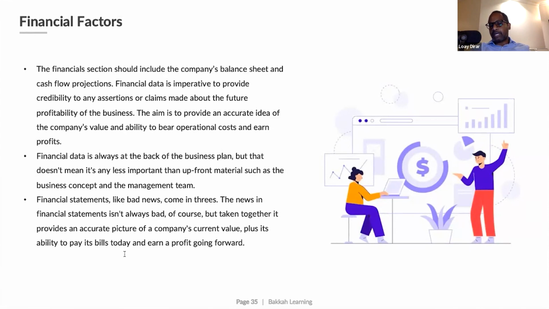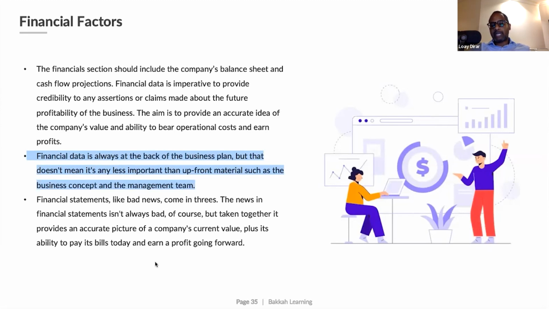The aim is to provide an accurate idea of the company's value and its ability to bear operational costs and earn profits. Financial data is always at the back of the business plan, but that doesn't mean it's any less important than upfront materials such as the business concept and the management team. It's one of the success factors for every business case to come up with the right financial information and to apply the right financial models as part of your business plan.